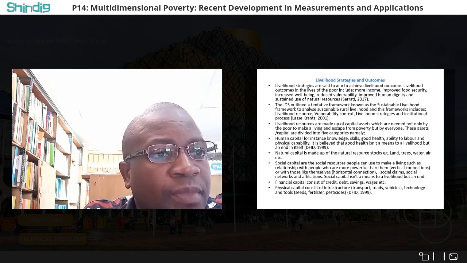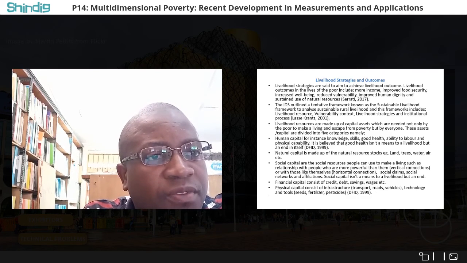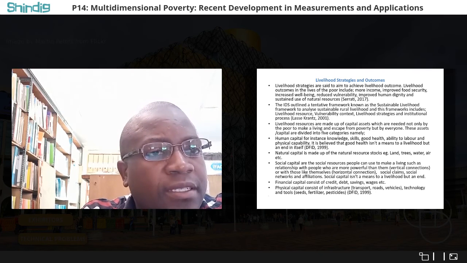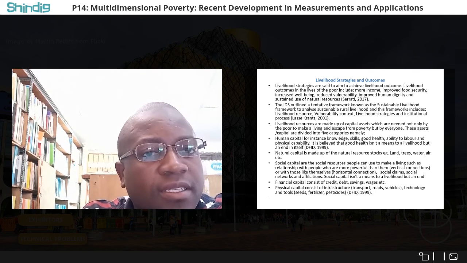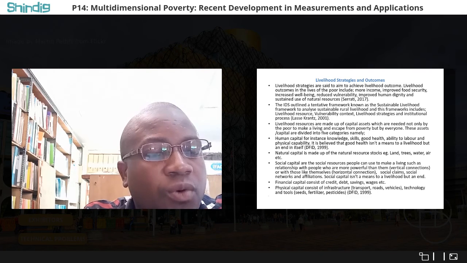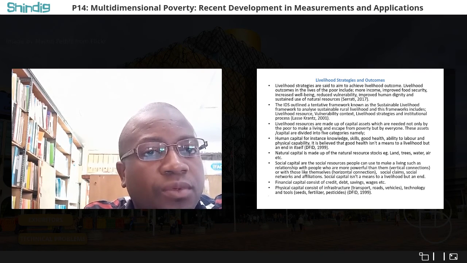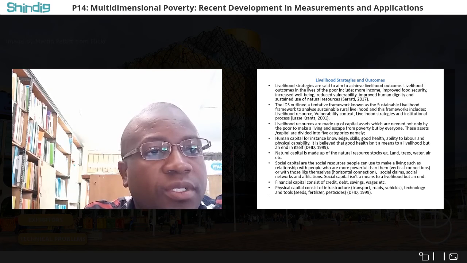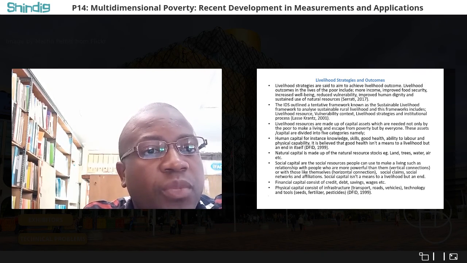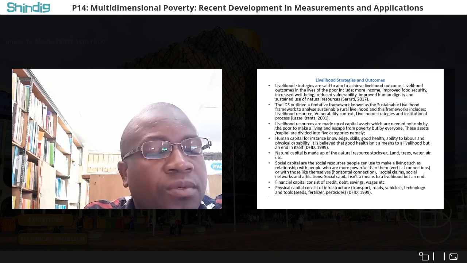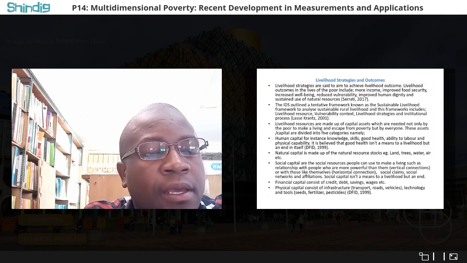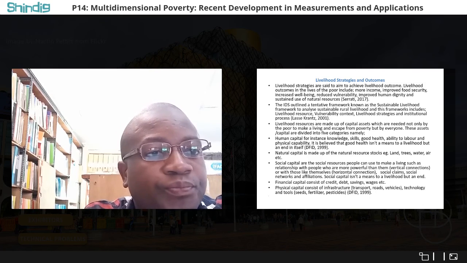Ladies and gentlemen, according to the International Development Studies Institute, it has outlined a tentative framework known as the Sustainable Livelihood Framework to analyze sustainable rural livelihood. And this framework includes livelihood resources, vulnerability context, livelihood strategies, and institutional processes. Livelihood resources are made up of capital assets, which are needed not only by the poor to make a living and escape from poverty, but by everyone.